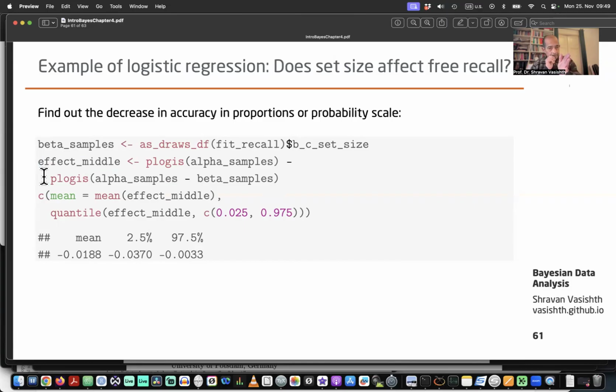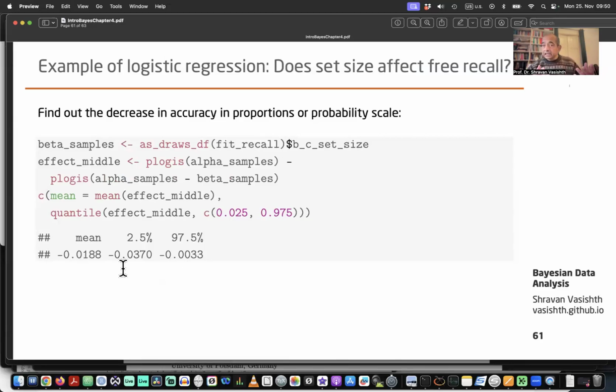you increase set size by one, right? You increase set size by one. So the change in accuracy in probability space, remember we are running it through the plogis function now, right? Gives us this difference, this change in probability in the correct probability space, and so it's 0.01. The accuracy goes down by 0.01 here in this case, with a 95% credible interval shown here, right?